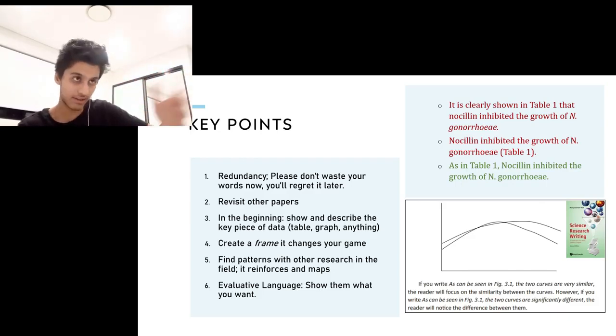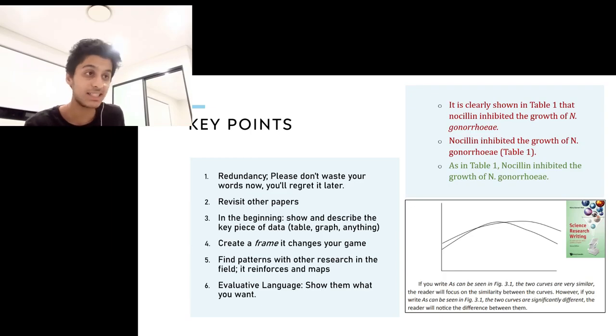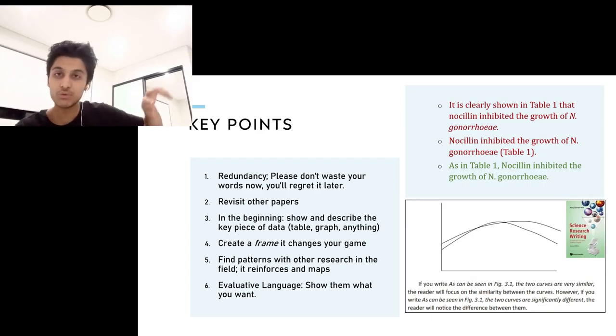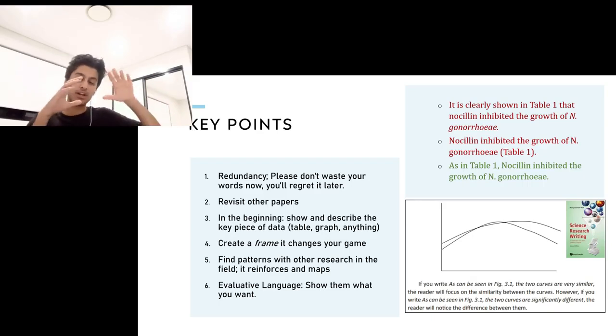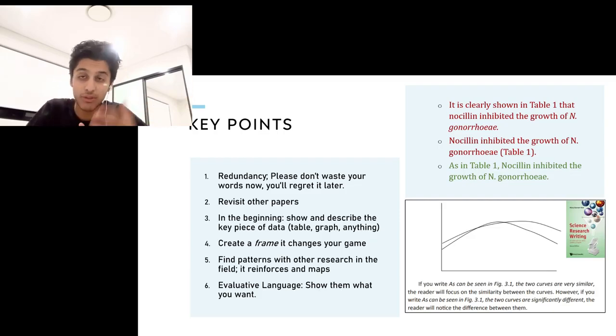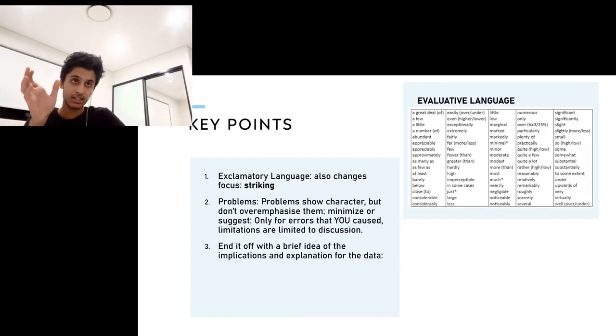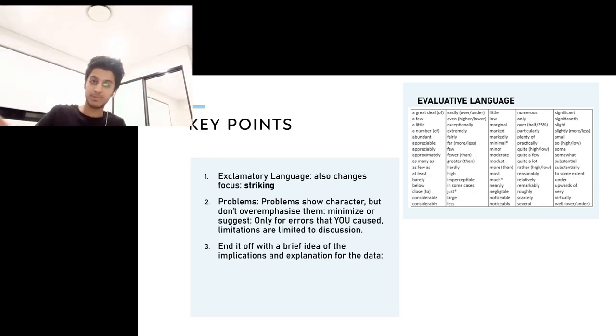So look at this graph over here. If you write, as can be seen in figure 3.1, the two curves are very similar, you will focus on the similarity because you've been told about the similarity. But then if you write, as can be seen in figure 3.1, the two curves are significantly different, you will only notice the difference between them. And so you want to do that. You want to use evaluative language to push your reader in the direction that you want them to go, in the direction that your discussion is. Okay, next.